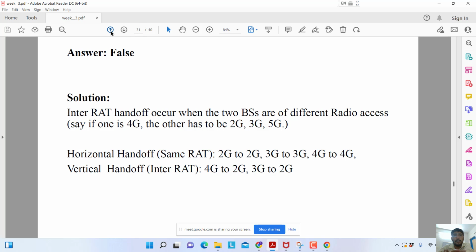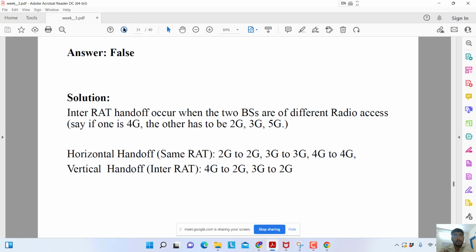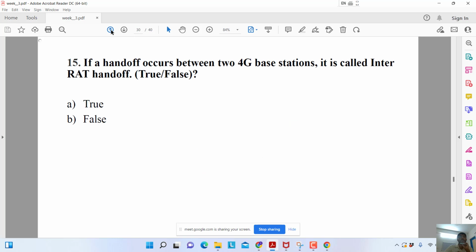But in this statement, both base stations are the same type. That comes under horizontal handoff. Horizontal handoff means the same RAT, where RAT means radio access technology. Horizontal handoff occurs between 2G to 2G base stations, or 3G to 3G. But in a vertical handoff, we can switch from 4G to 2G, or 3G to 2G. So this statement is false.